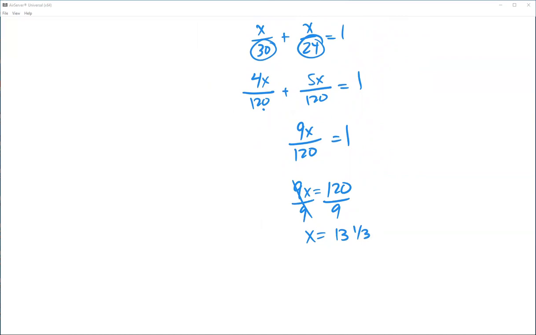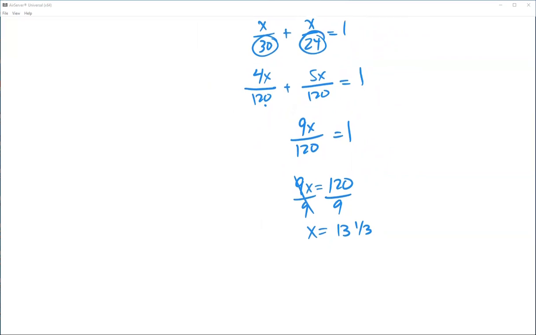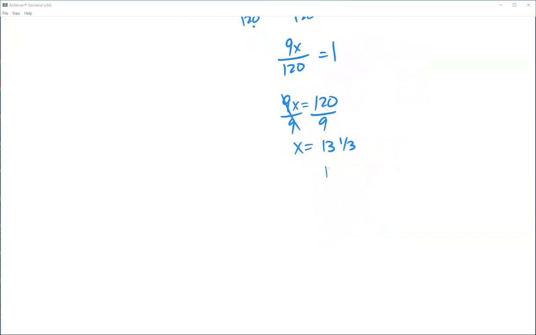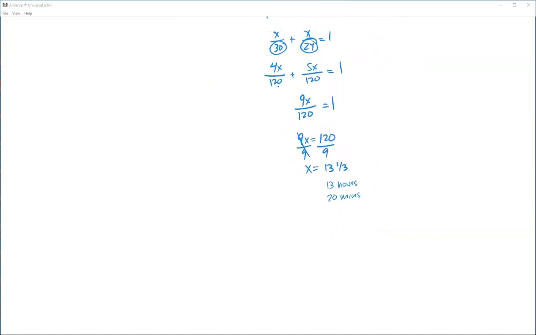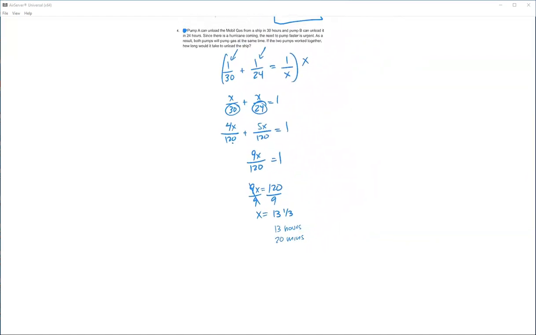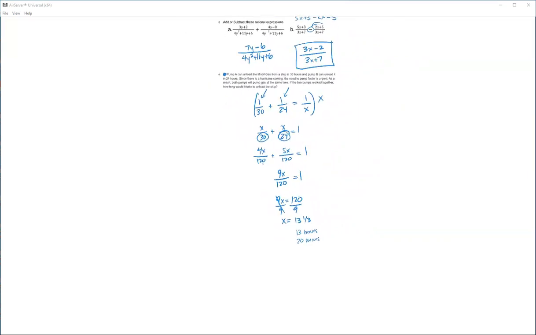Now, no one ever says it is 9 1/3 o'clock, right? So what's 1/3 of an hour? It'll be 13 hours and 20 minutes. So if it's a time problem, make sure you convert the fraction into minutes. All right, and go from there. Cool, that's number 4.